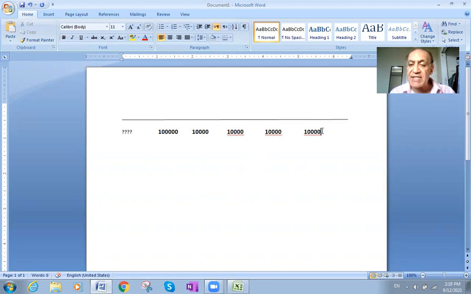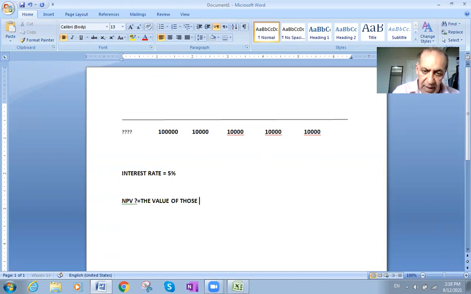And we will say, as an example, that the interest rate equals 5%. Let's say 5%. So what I want to do now is get the NPV, which is net present value. Net present value. That means the value of those amounts right now.